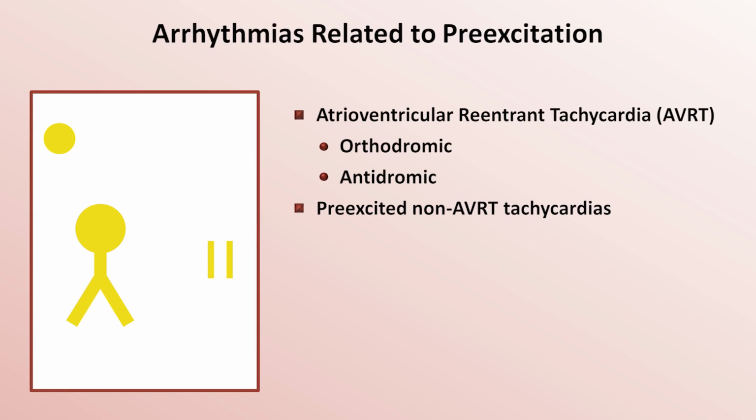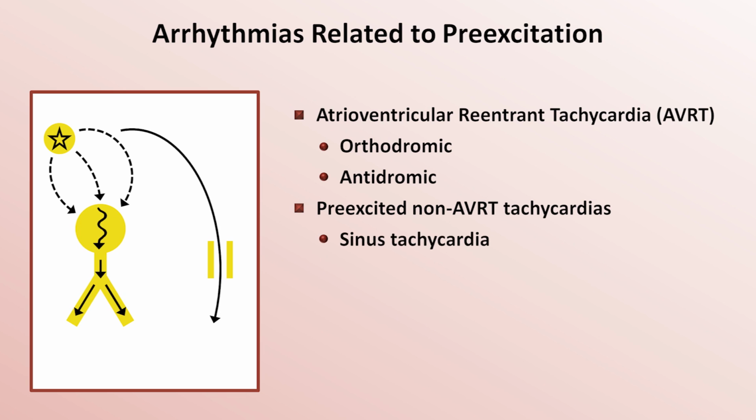Now, let's take a look at the pre-excited non-AVRT tachycardias. Keep in mind that since they are occurring in patients with WPW and delta waves, the tachycardias in these situations will all be wide complex. As sort of already mentioned, we have sinus tachycardia, which looks just like you would expect it to, like the patient's baseline EKG with short PR, delta waves, and wide QRS, but just at a faster rate.